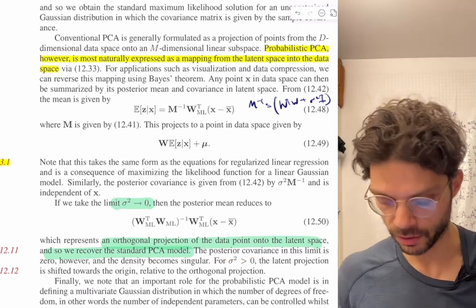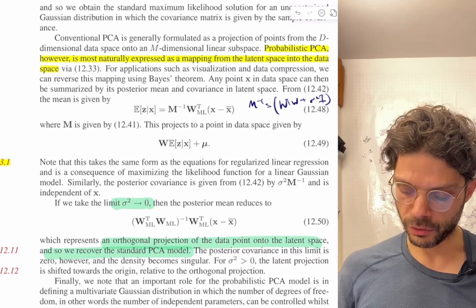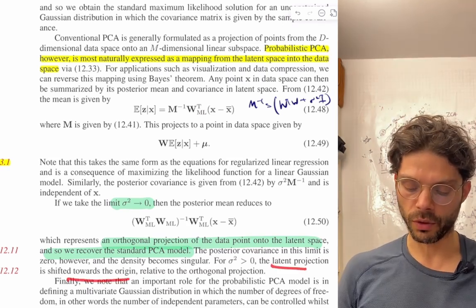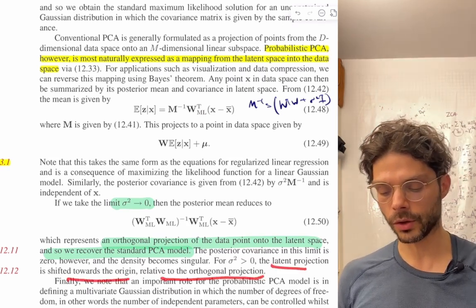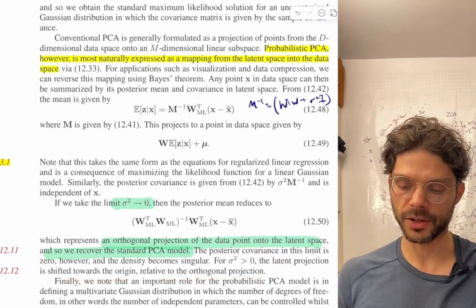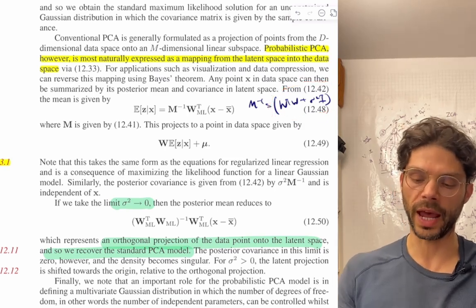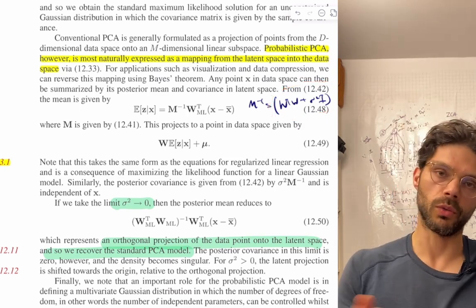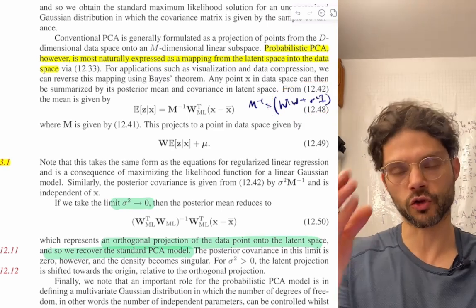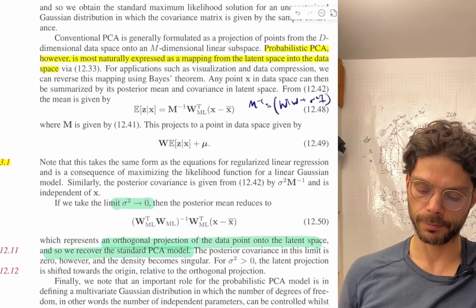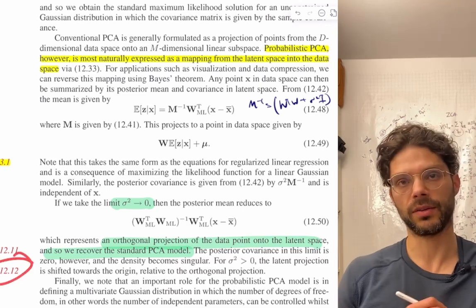so some sensible uncertainty. For sigma squared greater than 0, the latent projection is shifted towards the origin relative to the orthogonal projection. You can work that out, but that essentially comes from this regularization aspect, where you scale by sigma squared towards 0. So you're shrinking the estimates. And there's an exercise on this that might be worth doing.